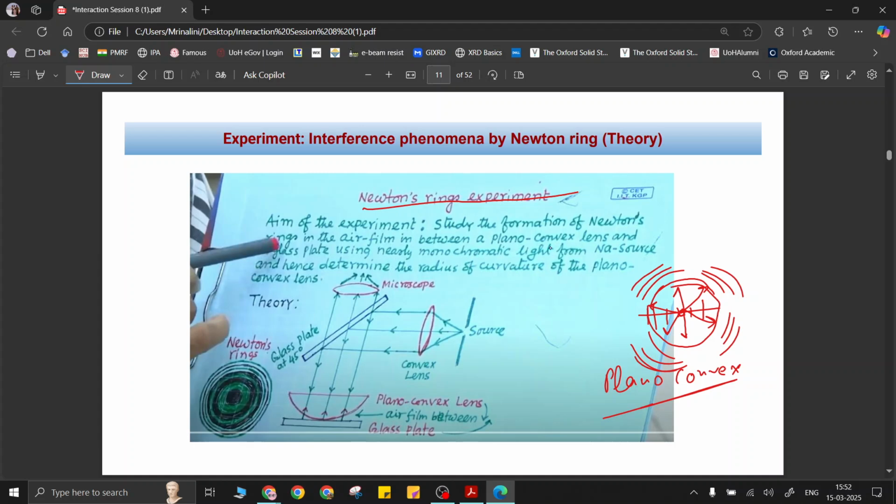So we will be using monochromatic light. In the experiment, they had used a sodium source, and using this we'll see how we can find out the radius of curvature of this plano convex lens.